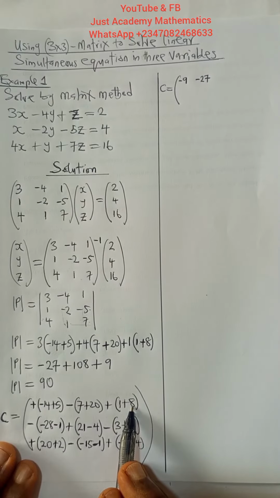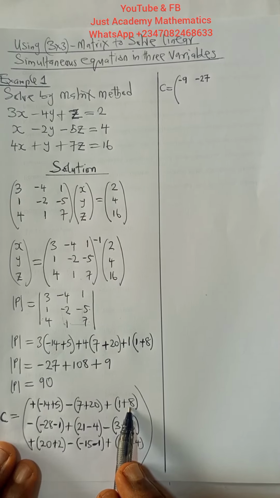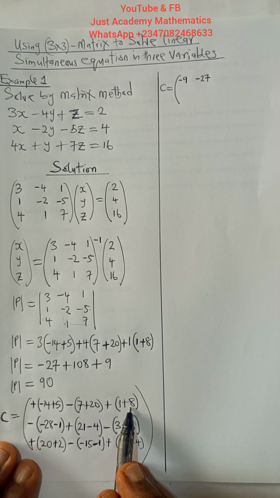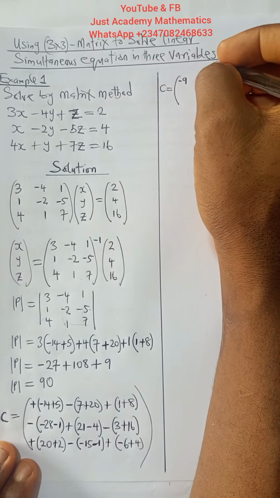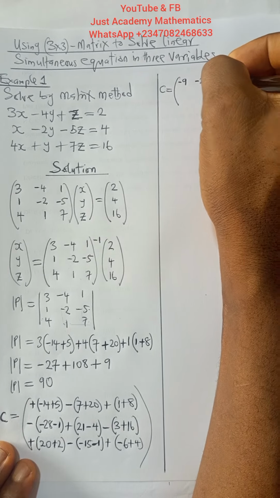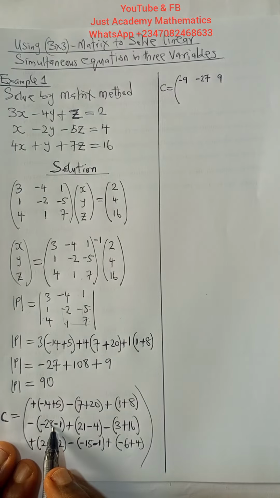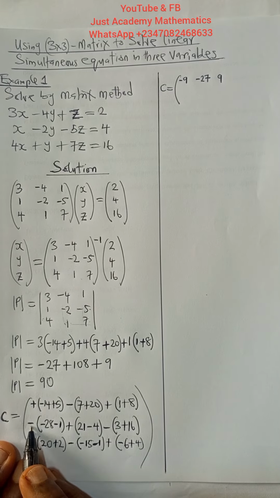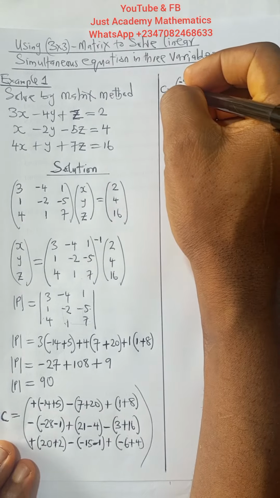Then here is 9. 1 plus 8 will give us what? Will give us 9. So here is 9. So what about here? Minus 29. 29 times minus will give us plus 29.